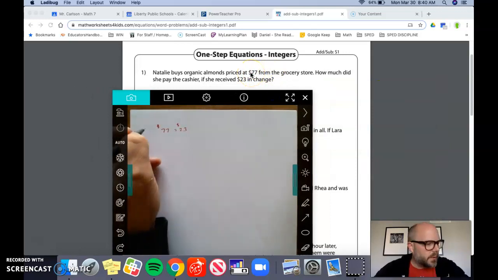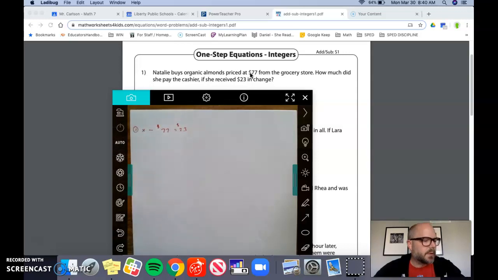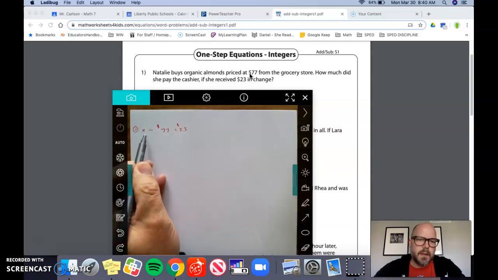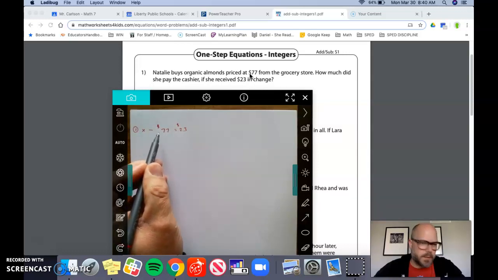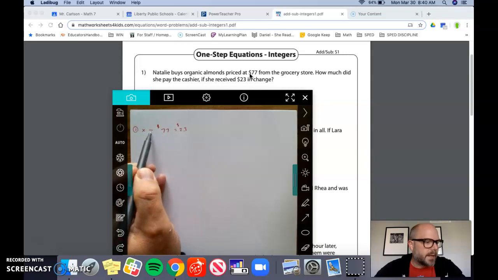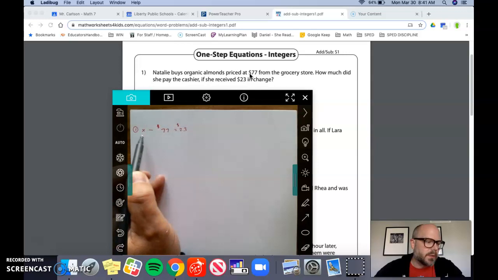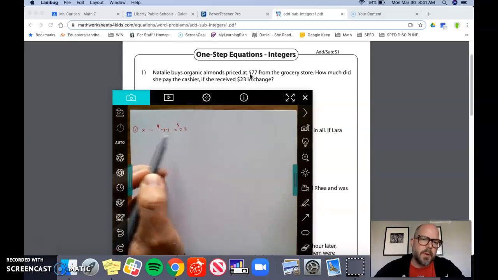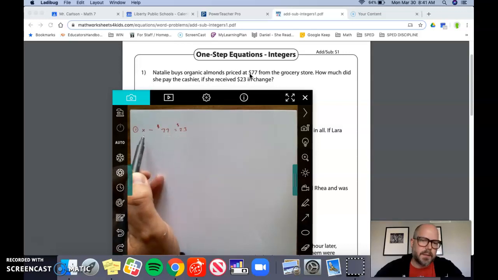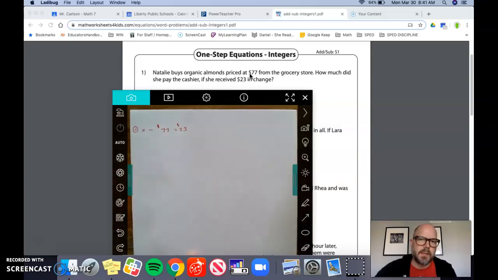So she started with an unknown amount of money. We're going to call that X. And then when she walked in the store, she had X amount of money. And then she bought $77 worth of almonds. So we subtract 77 from that amount that she started with, and she was left with $23. So from here, you would solve this equation. And remember, you need to do the opposite operation on both sides to solve for x. So that's the equation for number one.